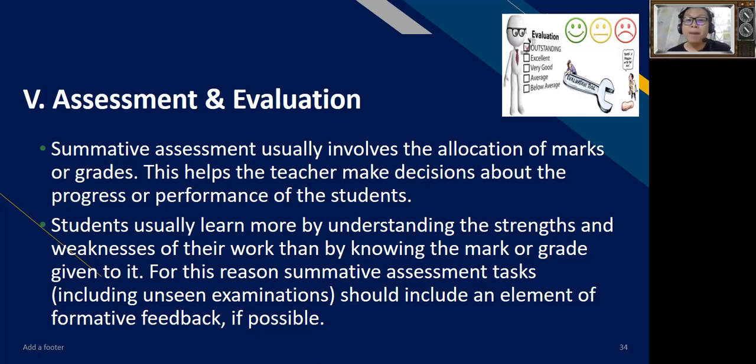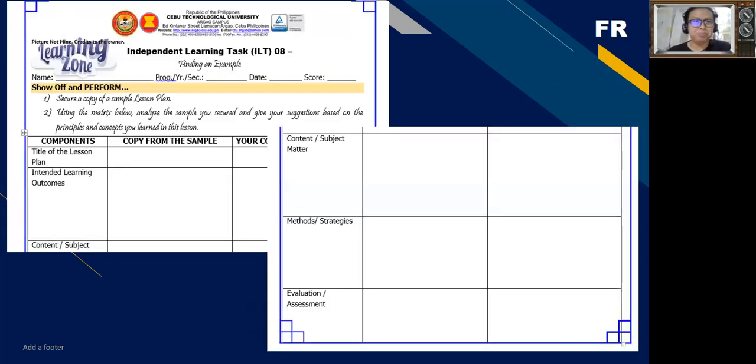Students usually learn more by understanding the strengths and weaknesses of their work than by knowing the mark or grade given to it. So they have to weigh and decide, I have not exerted an effort. That is why I have gotten a low score. For this reason, summative assessment tasks, including unseen examinations, should include an element of formative feedback if possible.